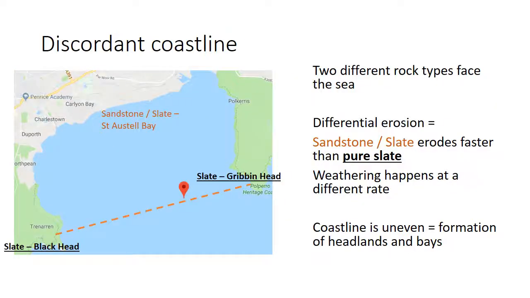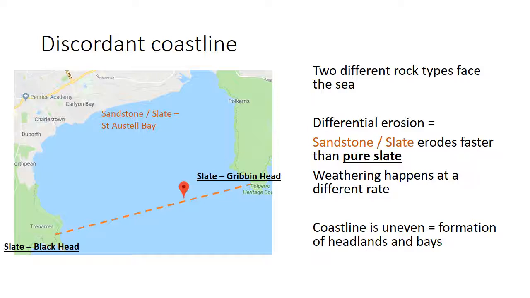You also have a discordant coastline, which is the St Austell Bay case study example, and that's, remember, where two different rock types face the sea. Because you have two different rock types facing the sea, you end up with differential erosion, and in this lovely example, if you come across to the map here, hopefully you can see that orange dashed line running across that. At one point in history, it would have been tens if not hundreds of thousands of years ago, you would have actually had sandstone and slate marking the gap between Blackhead and Gribbenhead. So at one point, sandstone and slate would have filled that entire area.